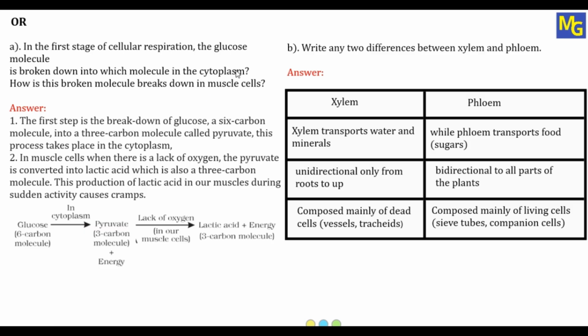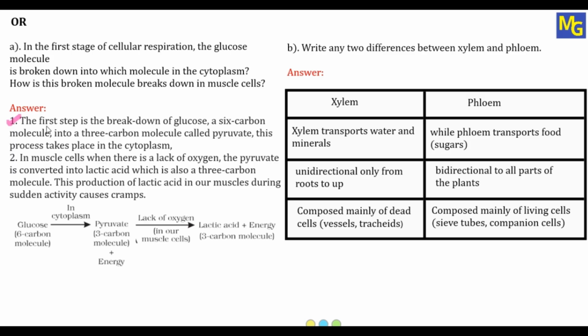So here they have asked, once the glucose is broken down in the cytoplasm in the first stage, which molecule we are getting, and after this we have to explain the second stage, but we have to explain the case where respiration takes place in muscle cells. We need not explain yeast and mitochondria. So we will start the answer.